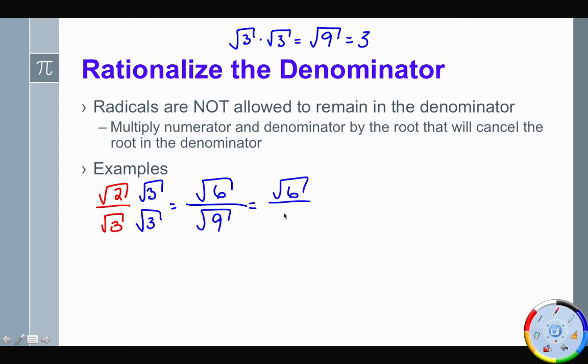And so we get square root of 6 over 3. This is completed. This has no radical in the denominator. The numerator cannot be simplified any farther, and therefore this is a completed problem.